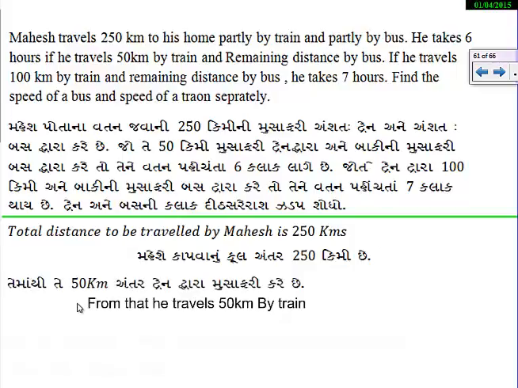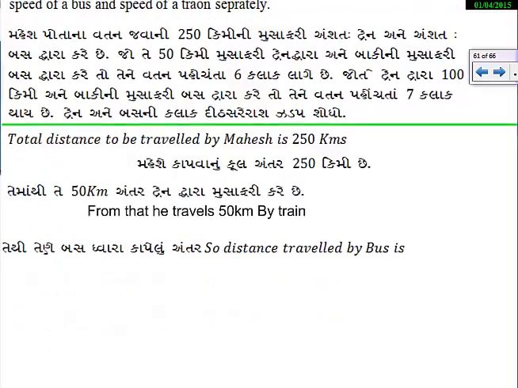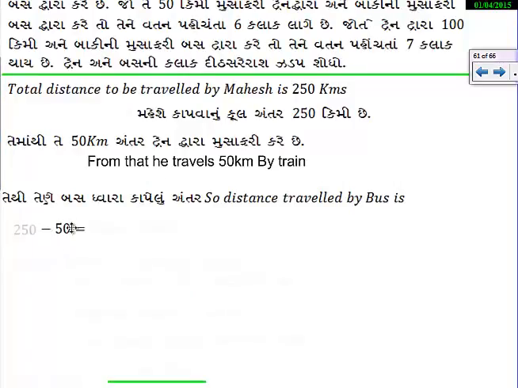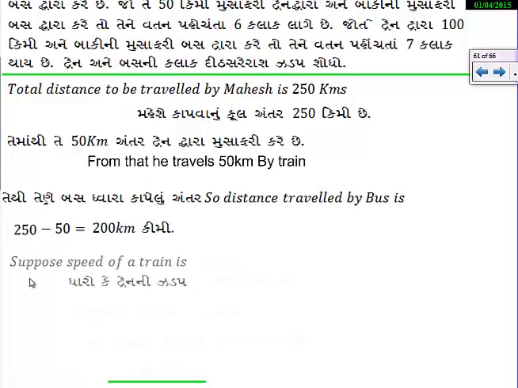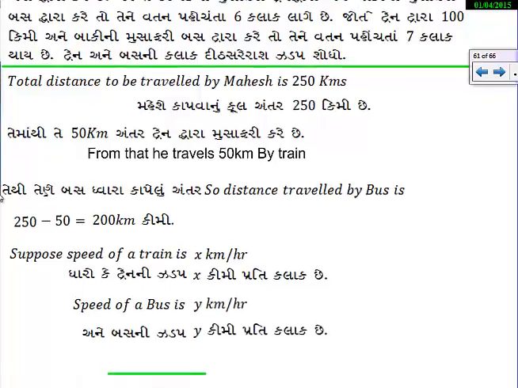Okay. From that, in first case में क्या है कि 50 किलोमीटर वो ट्रैवल कर रहा है बाय ट्रेन. सो बस से कितना ट्रैवल करेगा वो? सो बस से वो ट्रैवल करेगा 250 minus 50, that's 200 kilometer, right? Okay, now let's suppose the train speed is x and bus speed is y. Bus speed is y kilometer per hour, right?